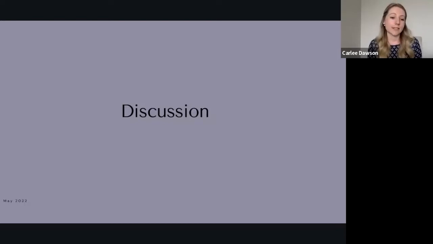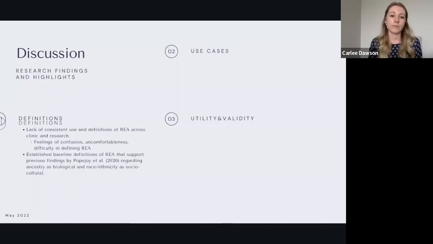Moving on to the discussion and addressing the research questions. For definitions of diversity measures, we did see a lack of consistent use and definitions of race, ethnicity, and ancestry across clinic and research. And there were feelings of confusion, uncomfortableness, and difficulty in defining those terms. Results also established baseline definitions and supported previous findings by Popejoy et al. regarding ancestry as biological and race and ethnicity as sociocultural.